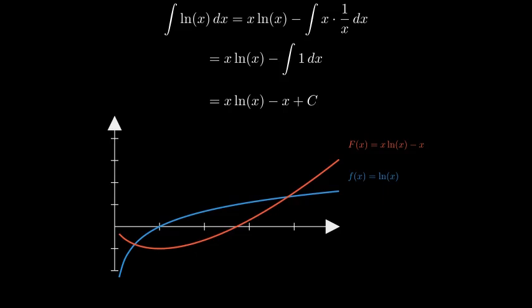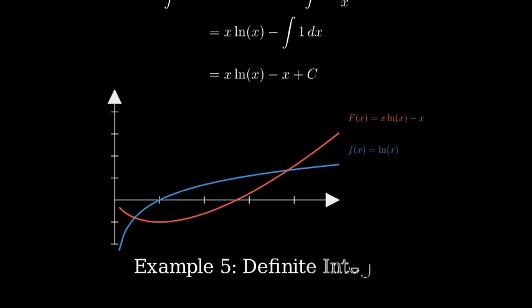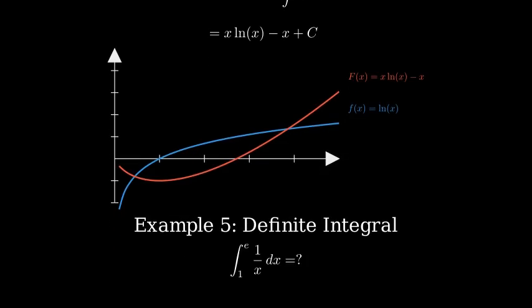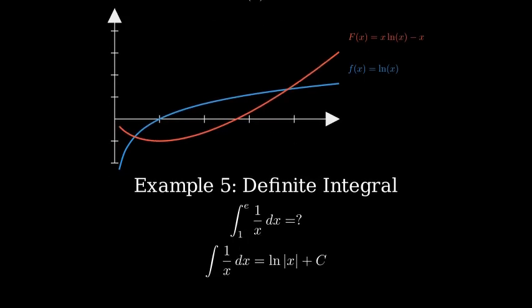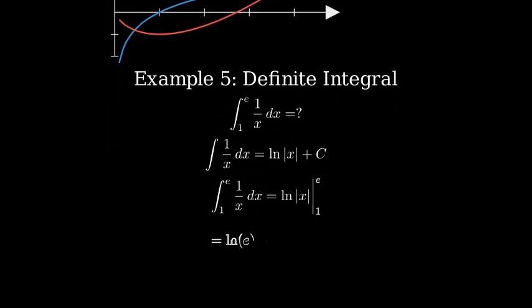Let's finish with a definite integral example. Example 5. Evaluate the definite integral of 1 over x dx from x equals 1 to x equals e. We know that the indefinite integral of 1 over x dx is natural logarithm of absolute value of x plus c. For the definite integral, we evaluate this at the upper and lower bounds and take the difference. So our answer is natural logarithm of e minus natural logarithm of 1. Natural logarithm of e is just 1, and natural logarithm of 1 is 0. Therefore, the value of this definite integral is 1.